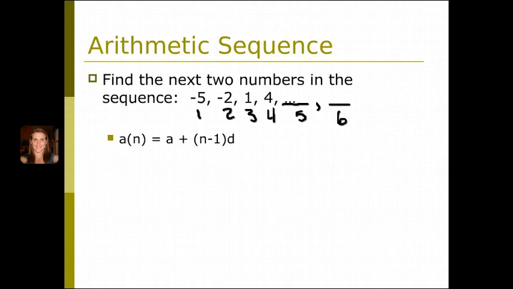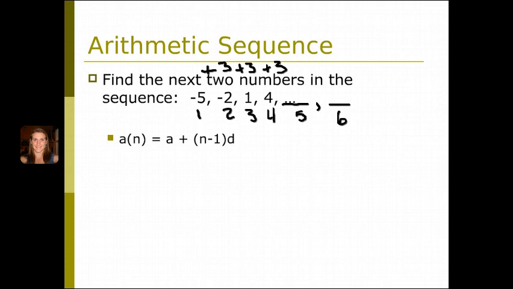Something else that was not given to us in this problem, that we have to figure out, is our d, our common difference. In order to find the common difference, you need to look at the pattern of the numbers that you're given. Well, how do I get from -5 to -2? I add 3. How do I get from -2 to +1? Adding 3. From 1 to 4, I add 3. So my common difference is +3. So let's go ahead and plug these in.